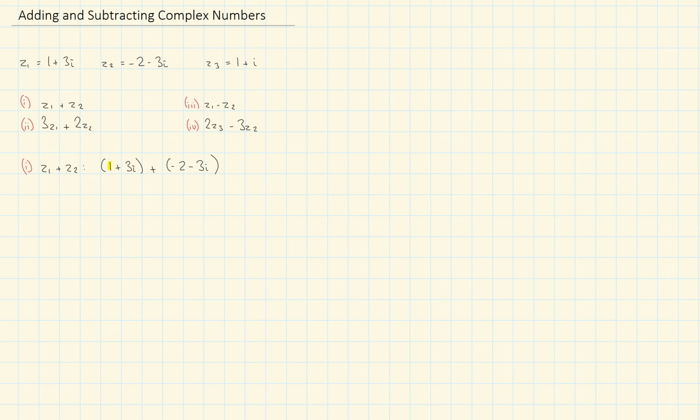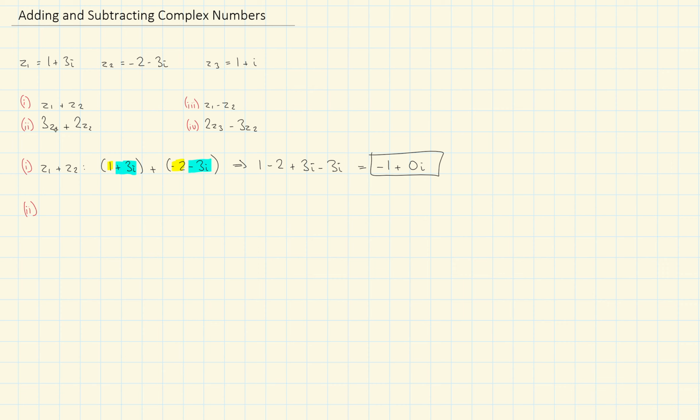So the way it works is you want to put real with real and imaginary with imaginary. So I'm just going to rewrite that. It'll be 1 minus 2 plus 3i minus 3i, which will be equal to minus 1 plus 0i, and that's part 1 answered.